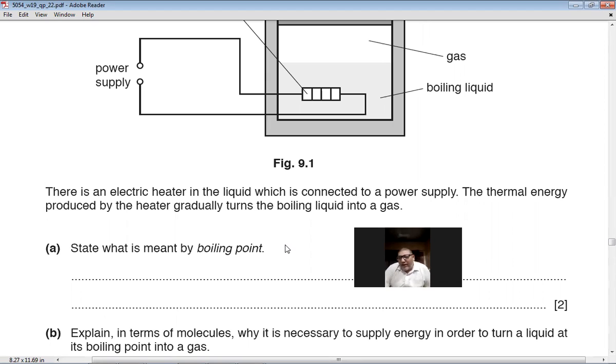Boiling point is a specific temperature at 1 atmospheric pressure at which a liquid will convert into gas. The state will change. That temperature is known as the boiling point.